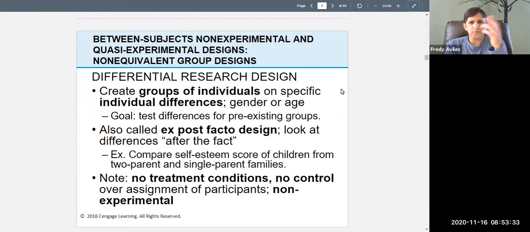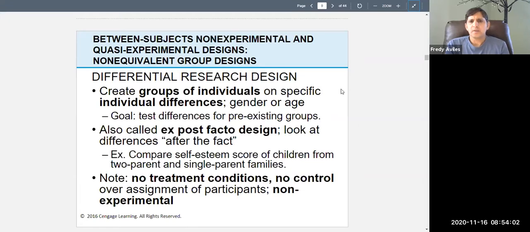Now let's talk about a differential research design. A differential research design is a type of study where you create groups of individuals on specific individual differences like gender or age. So this is a different type of design. This is another example of a non-equivalent group design. We're still talking about between subjects designs here.